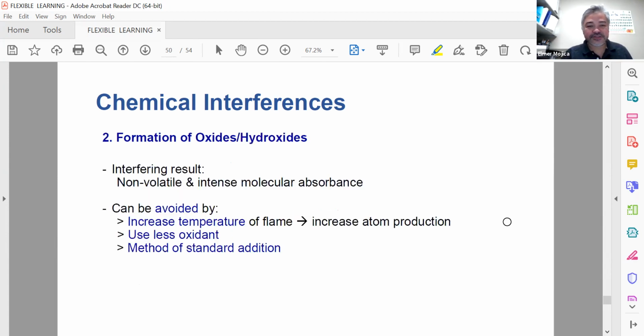Okay. Now, another thing that we can look into in chemical interferences is the so-called formation of hydroxides and oxides. It's going to have an interfering result. It's going to be non-volatile, okay, and intense molecular absorbance. And how do you prevent this? Increase the temperature of the flame, use less oxidant, and then use the method of standard addition.